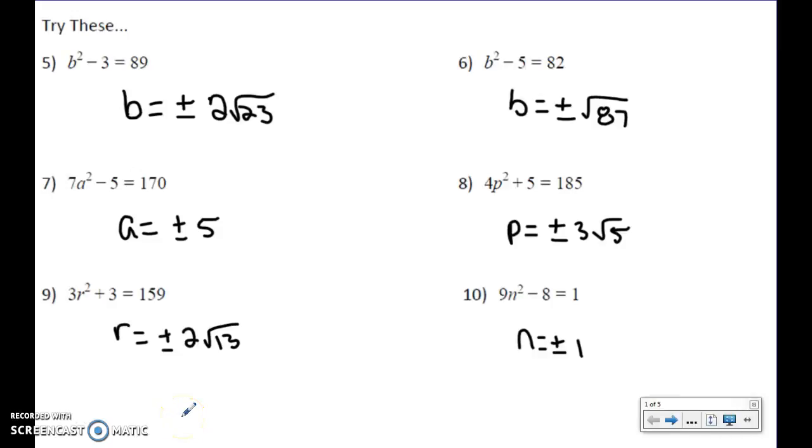Okay, guys, so for 5 through 10, hopefully these are what you got for your solution. For number 5, I got b to equal plus or minus 2 square root of 23. Number 6, I got b to be plus or minus square root of 87. Number 7, I got plus or minus square root of 5.